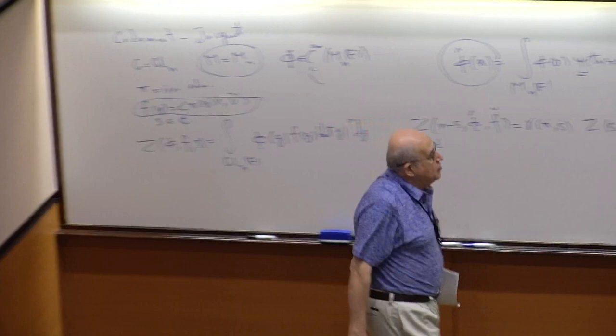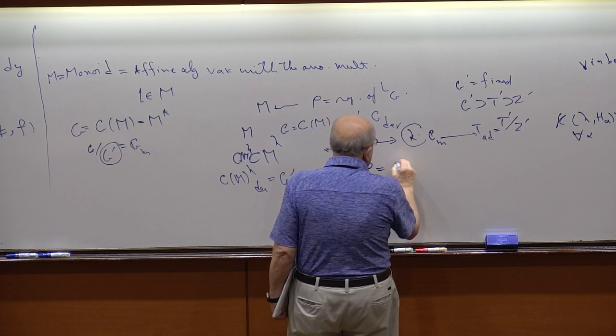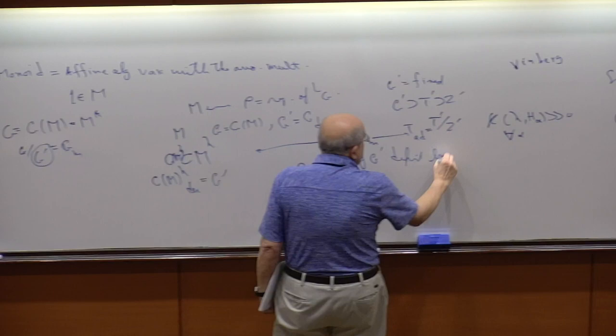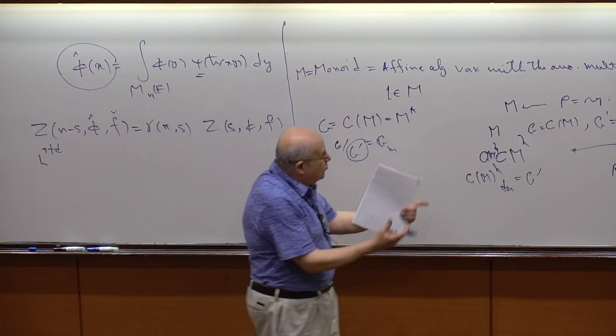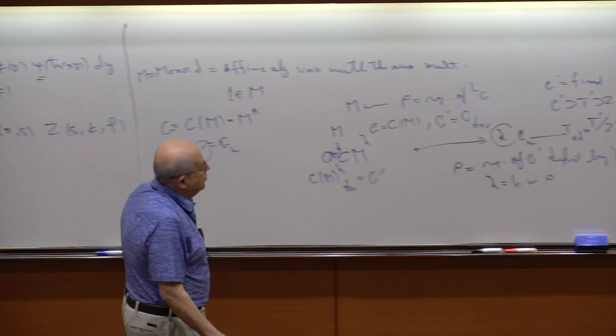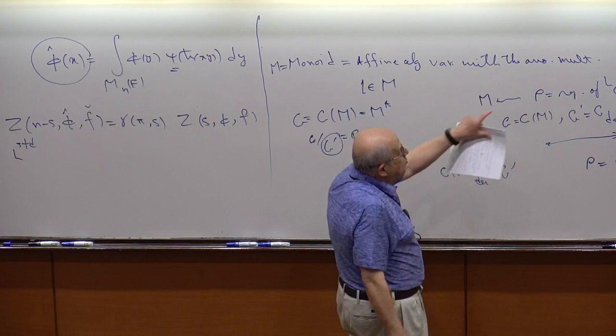Now, this lambda was dominant, so the representation of the group will be rho, a representation of G prime defined by lambda, and lambda is the highest weight of rho. So this monoid should be the monoid which gives you the L function attached to rho. Of course, rho is a representation of G prime. You have to fatten up to get a group G and use a representation of that. And as I said, that group G is not going to be your original G. It will change.